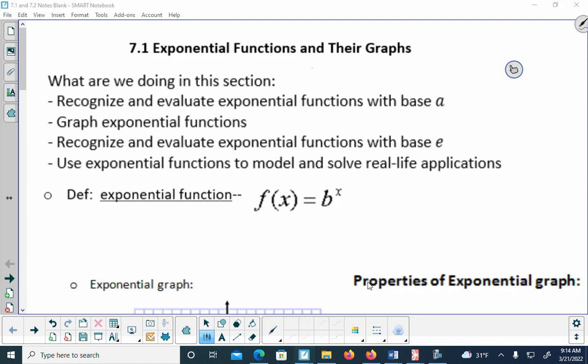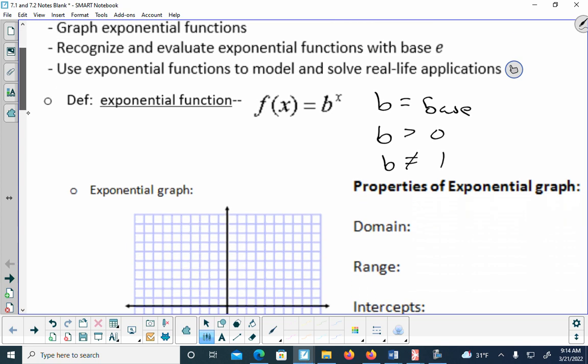So in this case, it's b, my base. What I have to know about my base is that my base is greater than 0, and my base is not equal to 1. If my base is equal to 1, then 1 raised to any power is just going to be 1.